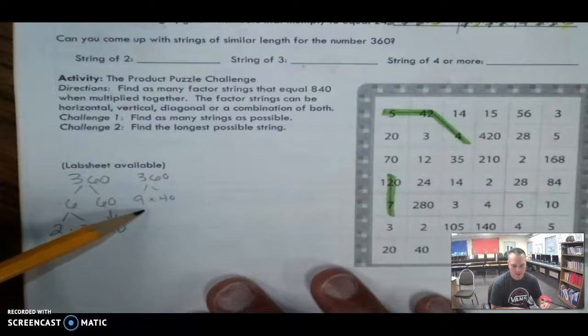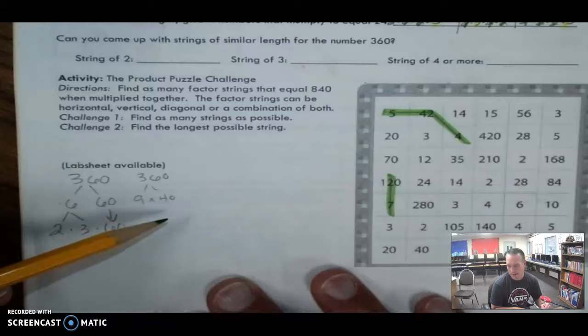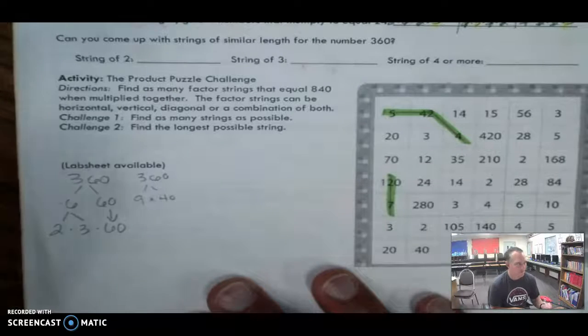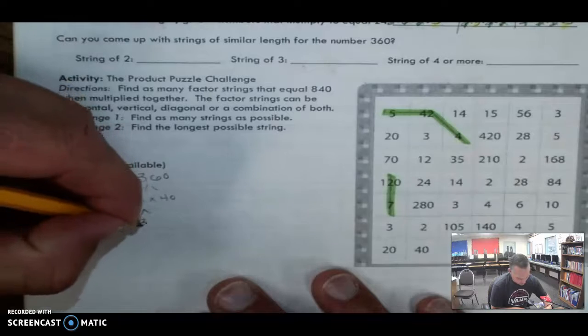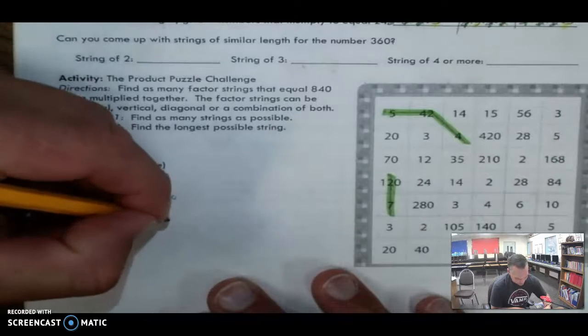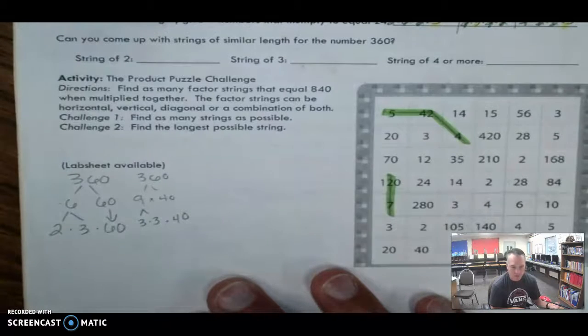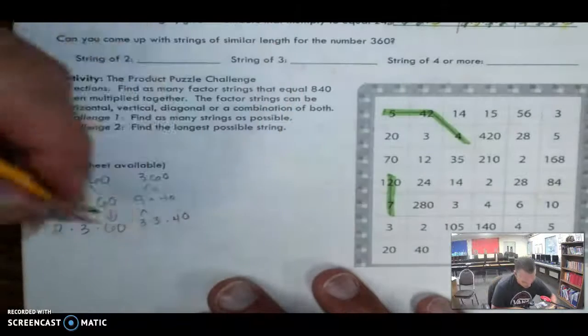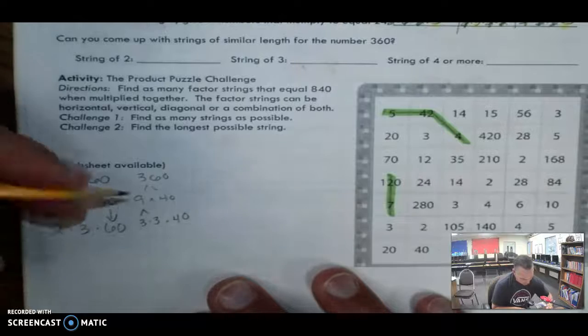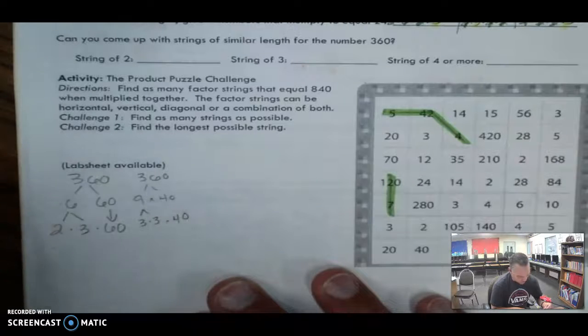Same thing for 9. It could be 3 times 3, or you could even work over here with the 40, like 2 times 20, or 4 times 10, anything like that. So maybe I'm going to say it's 3 times 3 times 40. Okay, there are quite a few. Let me make this just a little bit neater. Actually, we're going to focus here. I'm going to use this one.